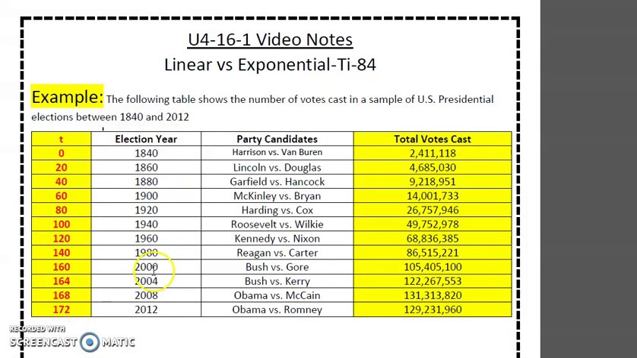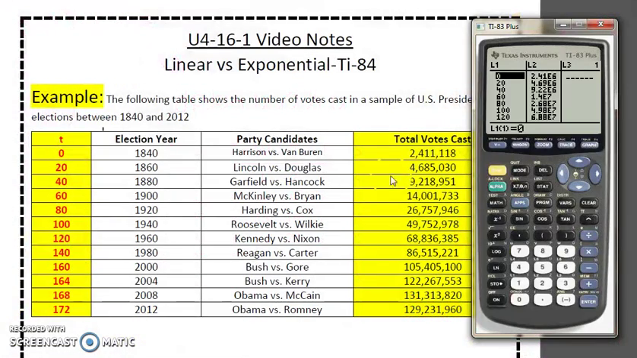This is just telling us the election year. We never put in the year numbers, and this is just telling us who the party candidates were. So let's go ahead. I've put these in the calculator already. So let's go ahead and take a look back at the calculator. So I've put all of this data into list 1 and all of this data into list 2.